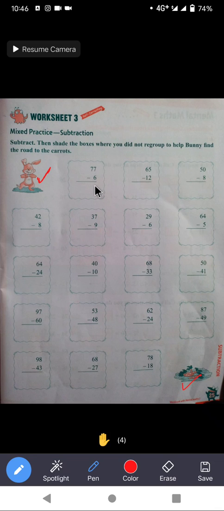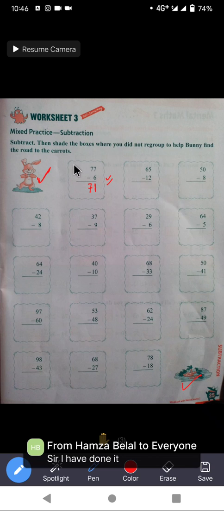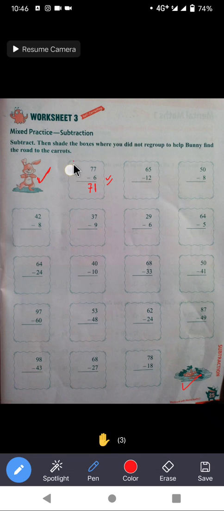7 minus 6 is 1, and now 7 we can write as it is. So 77 minus 6 is 71. In this we didn't regroup, so that's why we will shade this. You can shade with the pencil. Like this you have to shade.